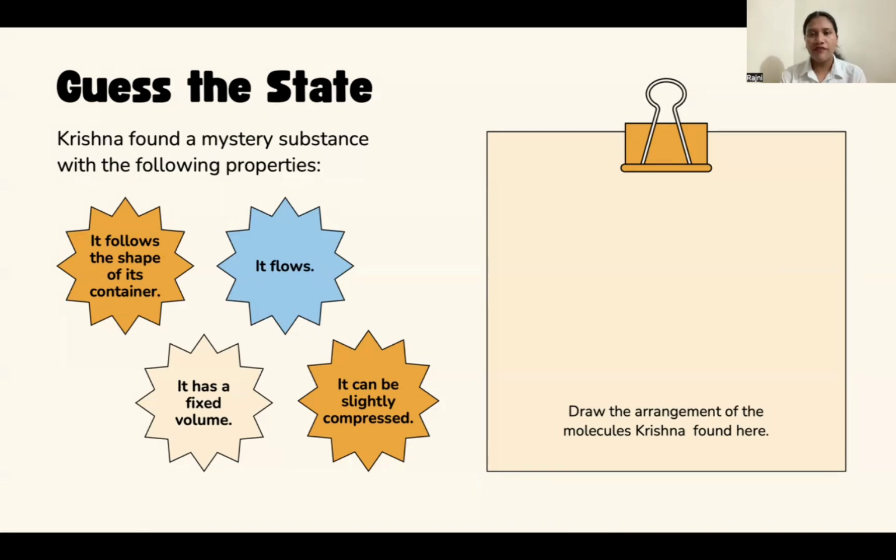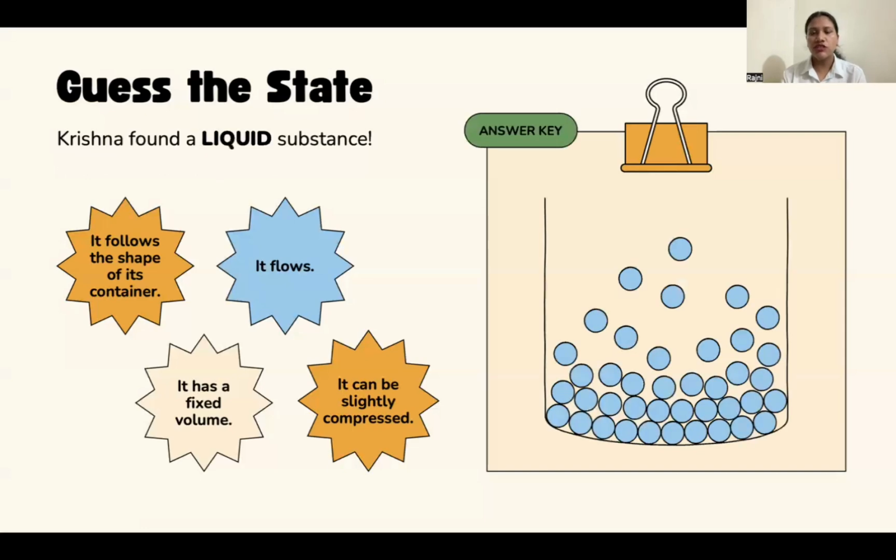Hope you all have guessed the mystery substance and drawn its particle arrangement. So the mystery substance was liquid state. As we have already discussed, liquids can flow, they can be slightly compressed, they have fixed volume, and they take the shape of the container they are placed in. So, the mystery substance was liquid.